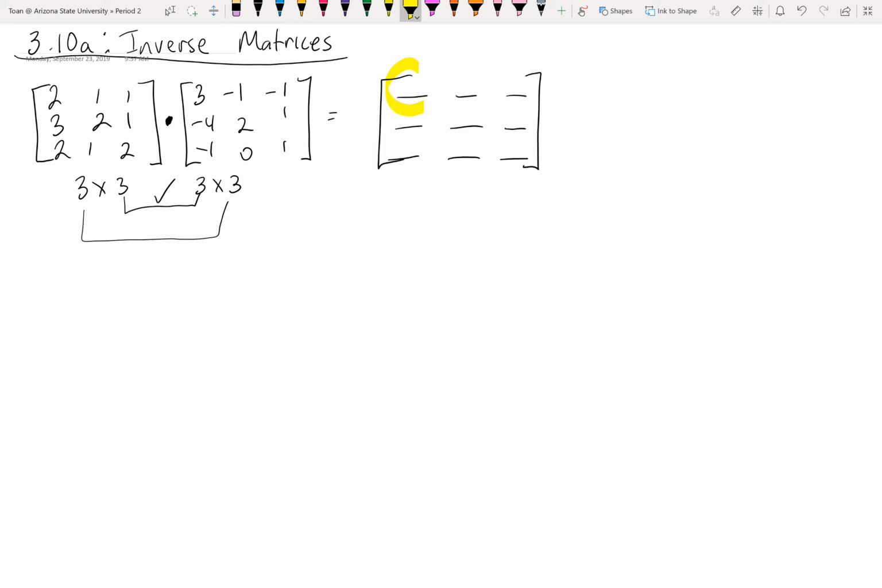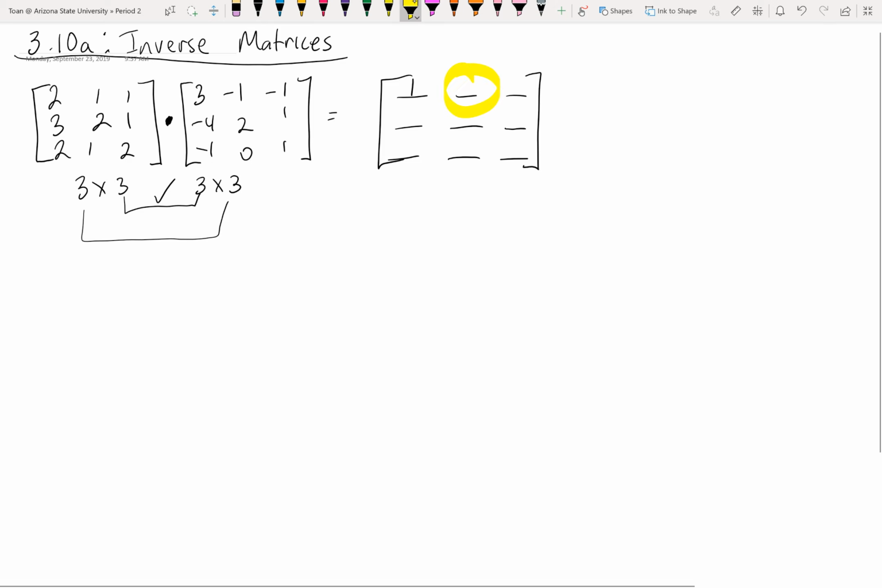So I'm just going to go in order from the top left onwards. From the top left, that's going to be row 1 with column 1. If you do the inner product or the dot product, I'm just going to say this out verbally. I'm not going to write down my scratch work. So 2 times 3 is 6. 1 times negative 4 is negative 4. 1 times negative 1 is negative 1. 6 plus negative 4 plus negative 1 is a 1.